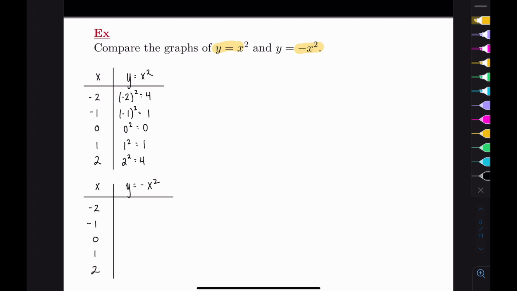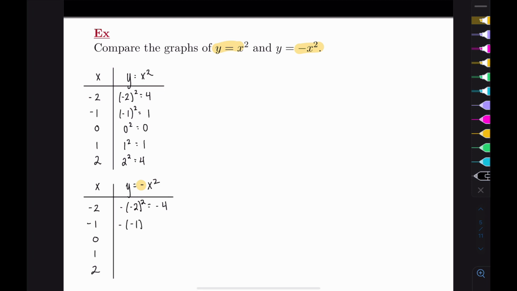For this other graph, this minus, remember, is on the outside. So I've got to replace x. It's x that's being squared. So this is really -(2 squared). So when I take 2 and square it, it's +4. This minus sign happens afterwards because you always handle the exponents first. So the y value is -4.